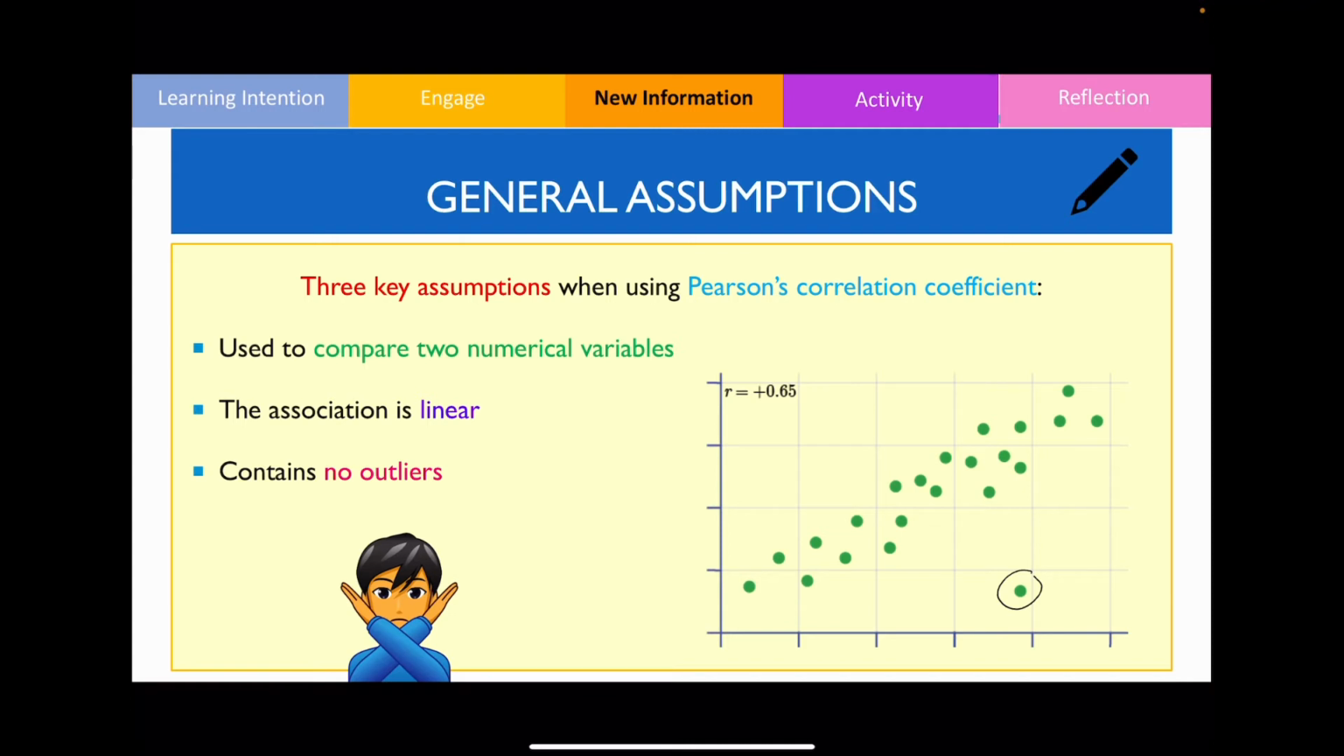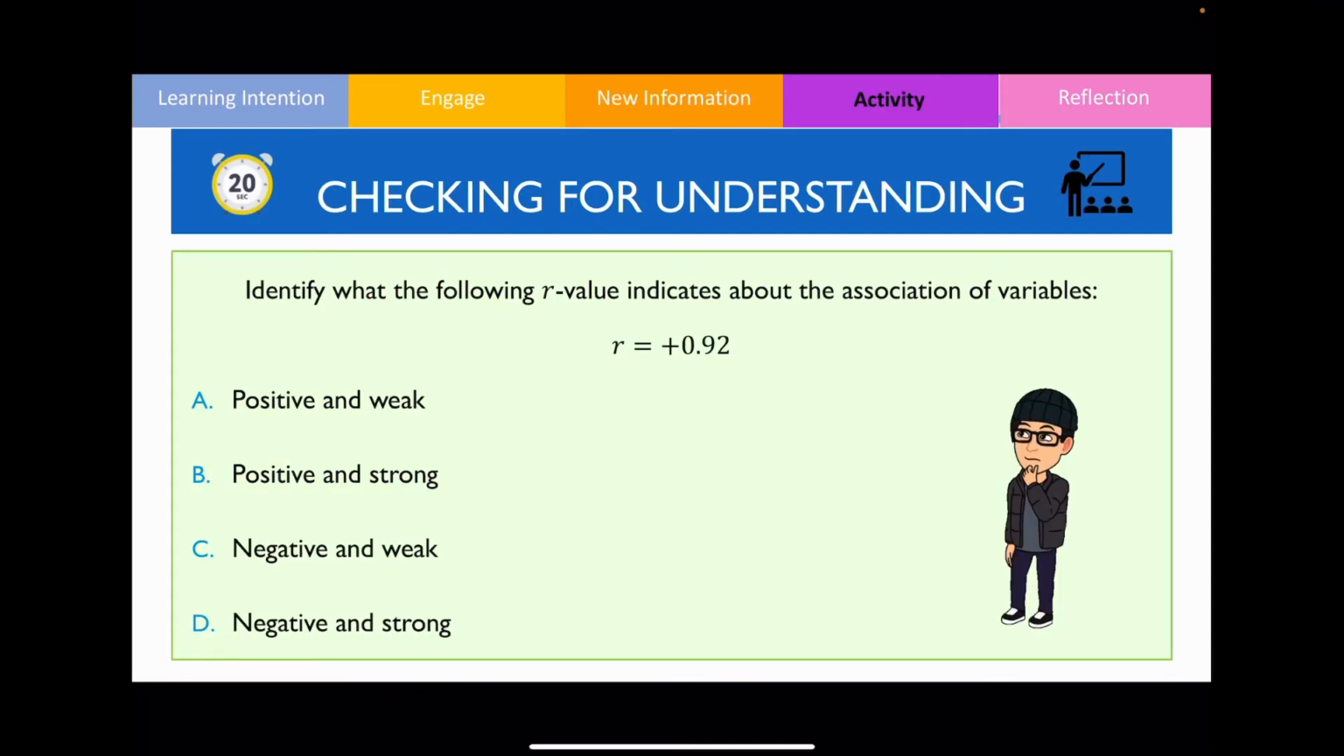What I'm going to do now is show you a series of questions, and hopefully using your notes, you should be able to answer them correctly. In the first question, I want you to identify the strength for the following R value. If you answer this question correctly, it's going to be positive, and because this value is closer to 1, it indicates a strong relationship. So therefore, B is the correct answer. Have a go with the next question.